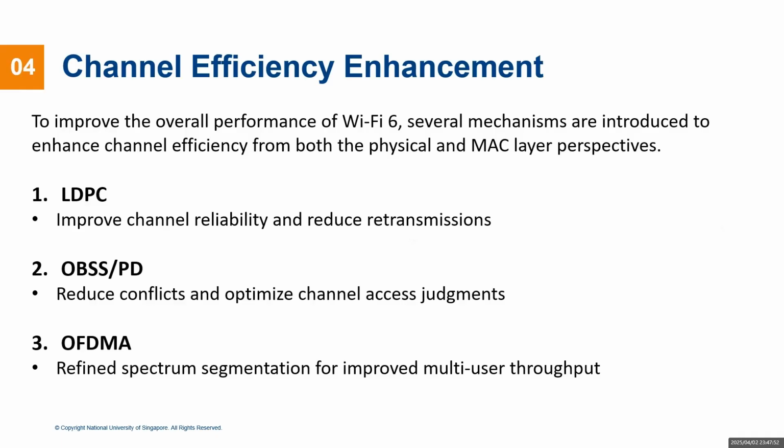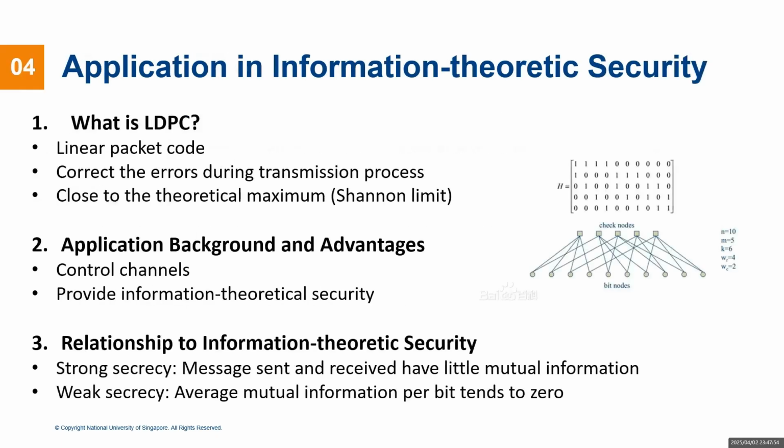These technologies don't work in isolation, but rather in conjunction with each other to achieve a more efficient and stable wireless communication experience. The first is LDPC coding, also known as low density parity check, which is a linear block coding algorithm used to correct miscodes during data transmission. Its error correction capability is very high.